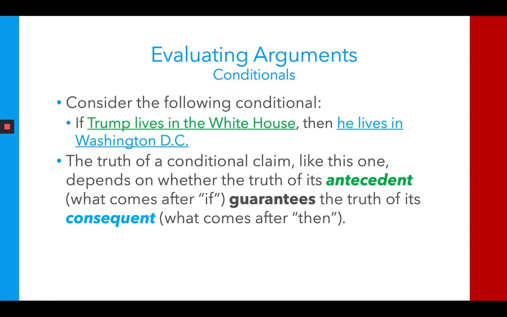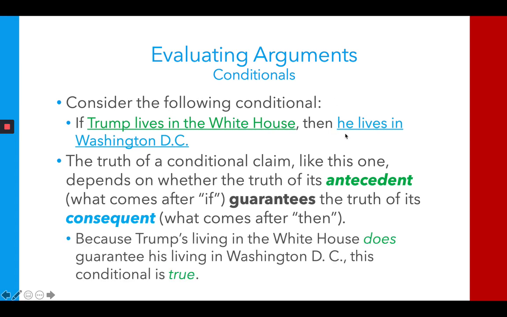So here I've sort of color-coded them, right? The antecedent would come after the if, the consequent what comes after then. Because Trump's living in the White House does guarantee his living in Washington, D.C., this conditional is true. So if it's true that Trump lives in the White House, let's assume that that's true. Does it guarantee that he lives in Washington, D.C.? Well, yeah, because the White House is in Washington, D.C.